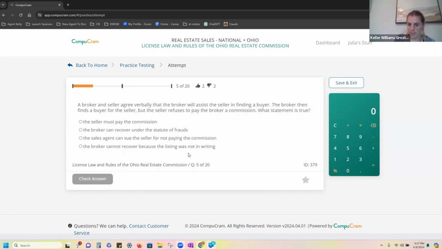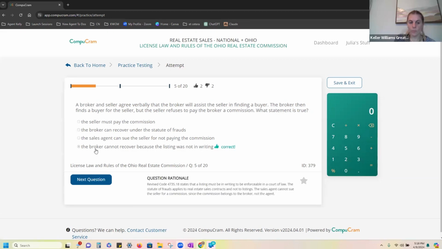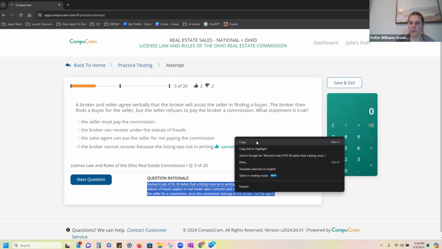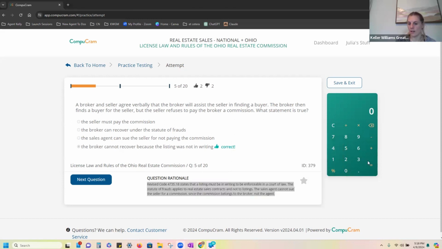Any guesses? So it would be D. The broker cannot recover because the listing was not in writing. Under Revised Code 4735.18, you don't need to know those things, but it states that the listing must be in writing to be enforceable in a court of law. So just make sure you have everything in writing.